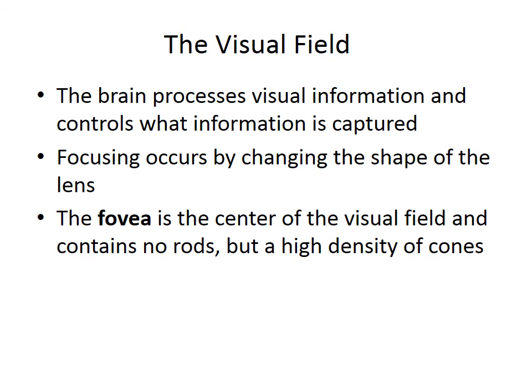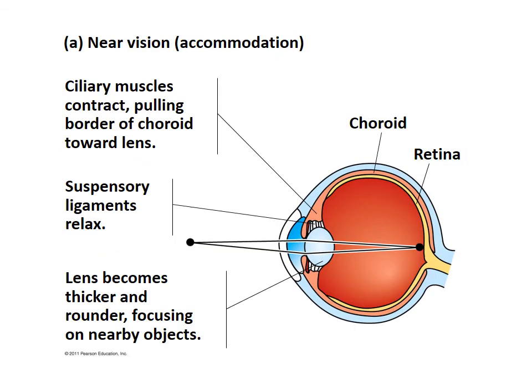Focusing occurs by changing the shape of the lens, and the fovea is the center of the visual field, and it contains absolutely no rods, but a really high density of cones. And then humans have vision problems which can be corrected, but they're all because these ciliary muscles lose their ability to contract and relax.